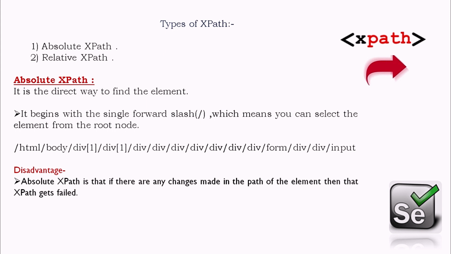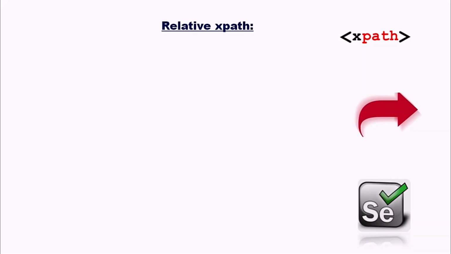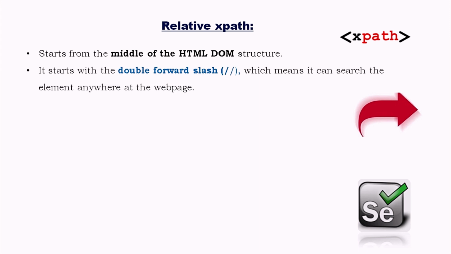We have another type of XPath which is called the relative XPath. So let's understand the relative XPath. Relative XPath is the second type of XPath in Selenium WebDriver. Now let's understand the properties of the relative XPath. First, it starts from the middle of the HTML DOM. It is not going to start from the root node. That means wherever we have the element, it always starts from that particular web element. It starts with a double forward slash. So this is the big difference between the absolute XPath and the relative XPath.